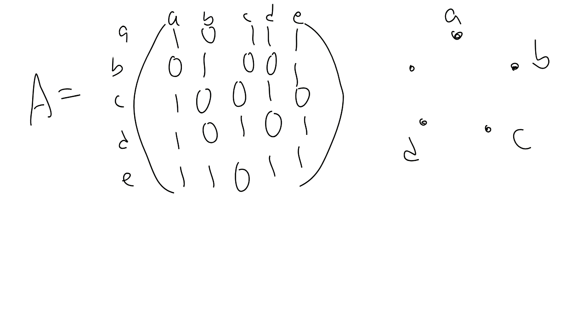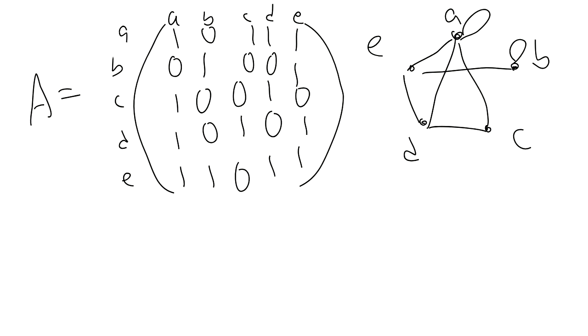So I'll just draw them in a ring. A is connected to A, so a loop, C, D, and E. B, the second row, is connected to B and E. C is connected to A and D. D is connected to A, C, and E. And E is connected to A, B, D, and itself. So this figure that we've drawn here is a graph with the adjacency matrix given on the left.